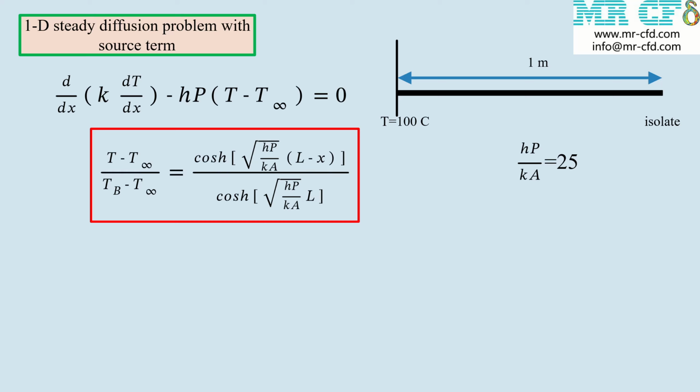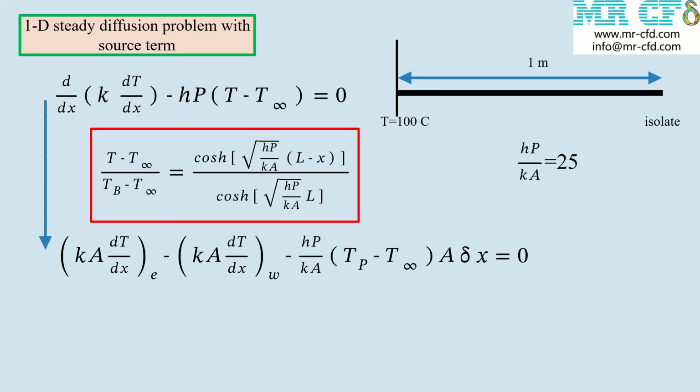Like the previous problem, by replacing phi with internal energy and adding a source term and some simplification, the differential equation will result. By integrating this equation over the control volume and some simplification, we can reach this new equation. The first and second terms are the same as the previous problem, and the third term is a constant at each control volume, just multiplied by the volume of each control volume, A delta X.